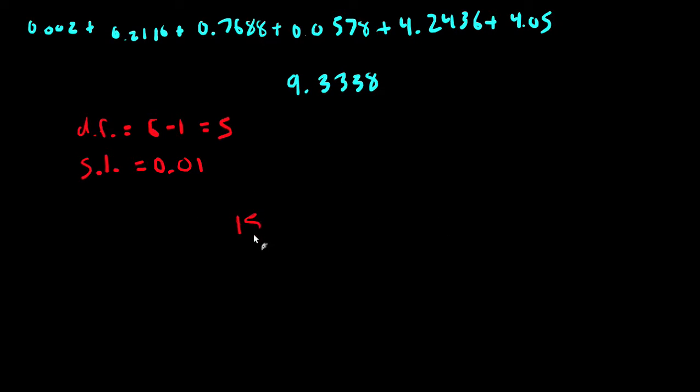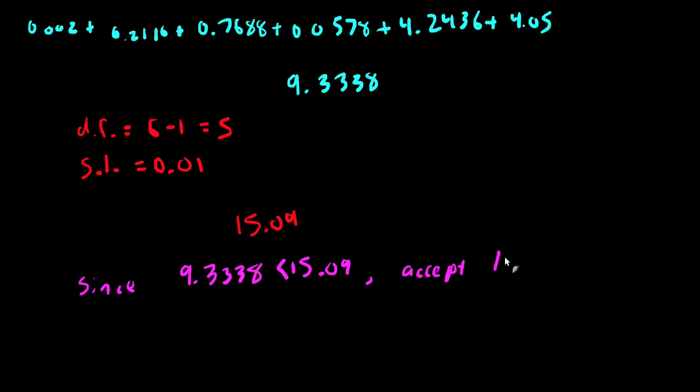And I can wrap this up now. So since 9.3338 is less than 15.09, we are going to accept the null hypothesis. Basically saying that I'm not far enough off the expected values to say that it's not a good approximation. That doesn't guarantee that it is a good approximation, but I'm not far enough off to throw out the approximation.